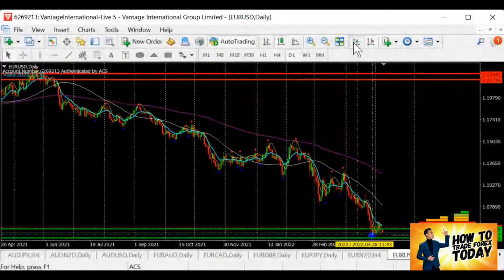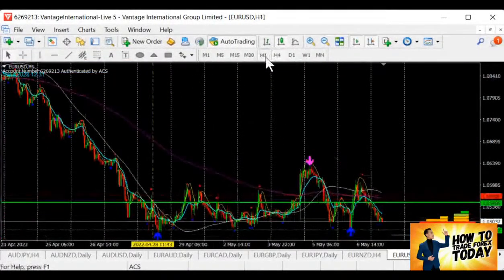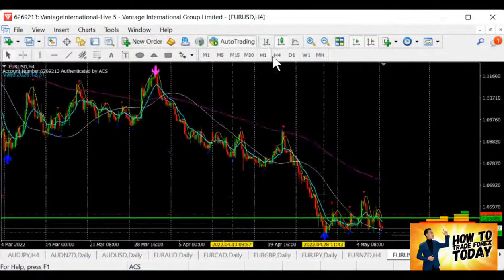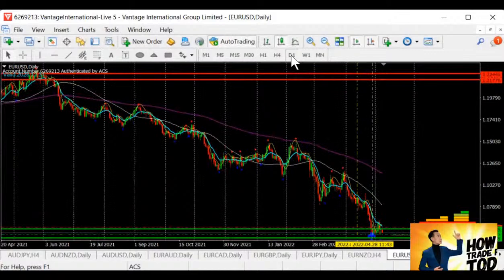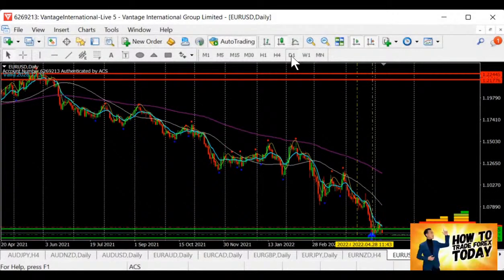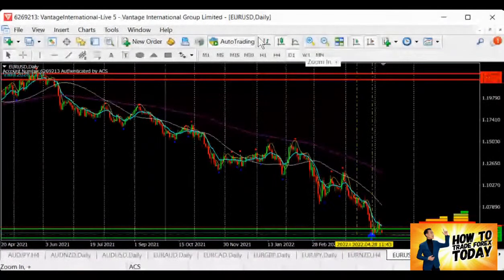How about Euro Dollar? Let's see. Let's take a look at Euro Dollar. Nice to see you here. So right here, let's see, what do we have? Euro dollar, we are in the bear market right now. We're in the bear market.